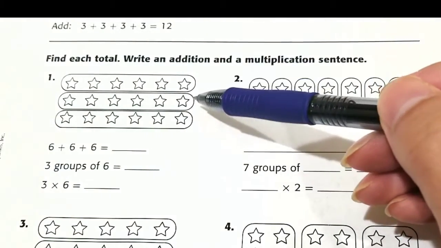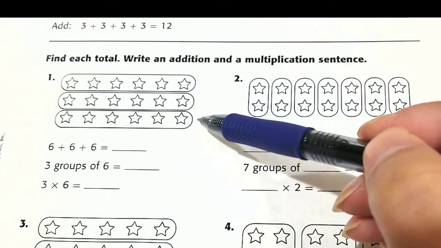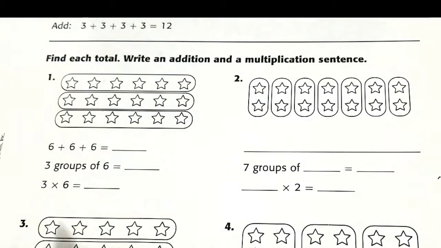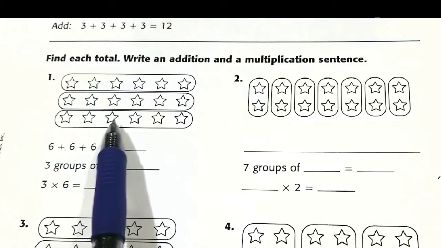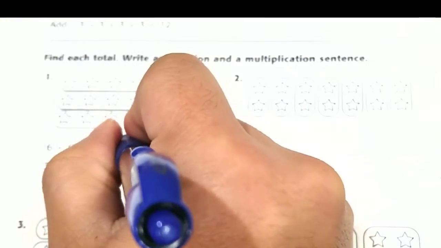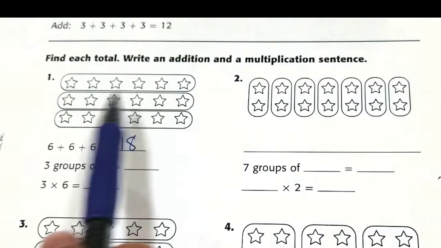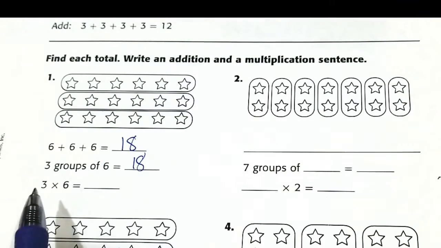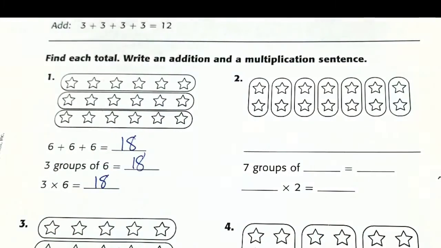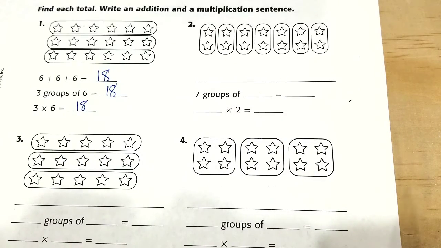So we have here 3 groups and each group has 6 stars. So it's 6 plus 6 plus 6. How many stars is that total? Let's count. 1, 2, 3, 4, 5, 6, 7, 8, 9, 10, 11, 12, 13, 14, 15, 16, 17, 18. So 6 plus 6 plus 6 is equal to 18, that means these 3 groups of 6 will come out to be 18 stars. And you can also write it faster as 3 times 6, which equals 18. All right, now it's your turn to try. Go ahead and do number 2, 3, and 4, and then we'll check your answers.